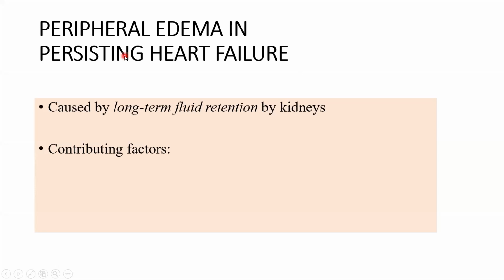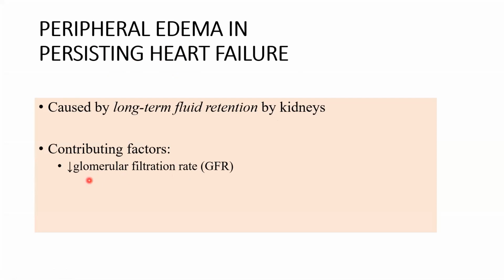Okay, so there's a special mention of the peripheral edema in persisting cardiac failure, which basically is the chronic phase of any type of cardiac failure. The edema is a problem, and hence a slide just to discuss that, caused by the long-term retention of fluid by kidneys. What are the contributing factors of this formation of edema? Basically, a decreased GFR, glomerular filtration rate. We'll be discussing this in detail in second year, renal physiology. But I'm sure you've heard about this.